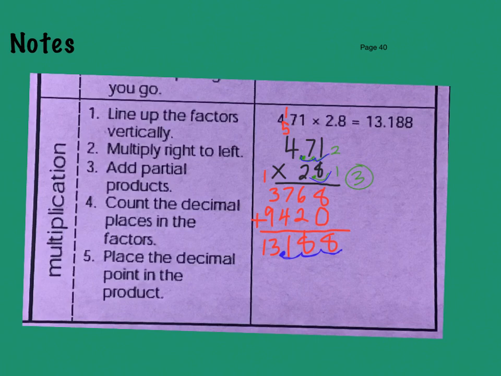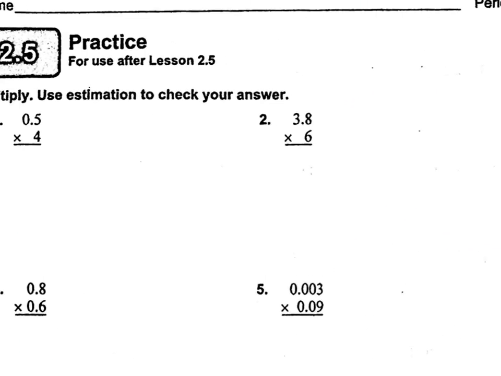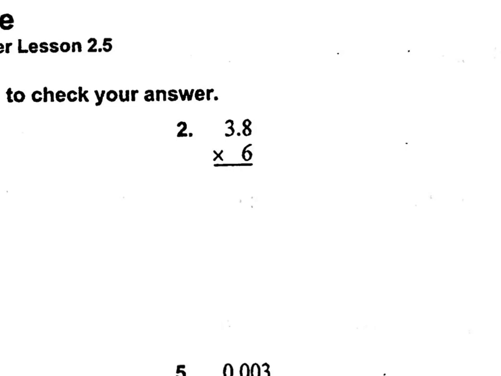So let's practice that now. All right, so here is your practice page. Let's take a look at a couple of these and try them out. I am going to look at number 2. We're going to follow the same process that we did back in the notes. 6 times 8, that's 48. Then 6 times 3 is 18, 19, 20, 21, 22. And then we're going to count over 1 decimal spot because there's only 1 decimal spot. So we go right there, and we have 22 and 8/10.